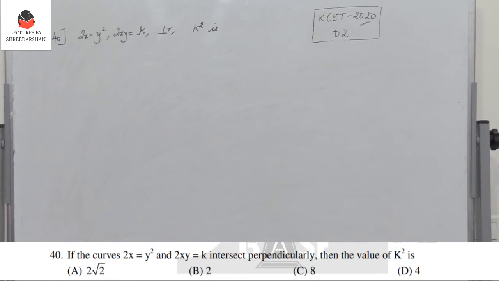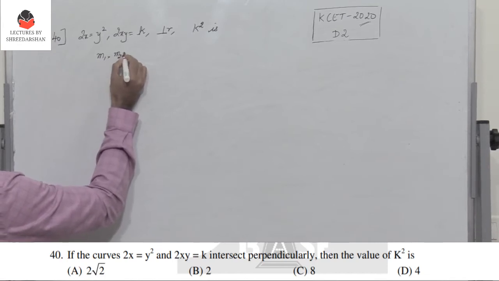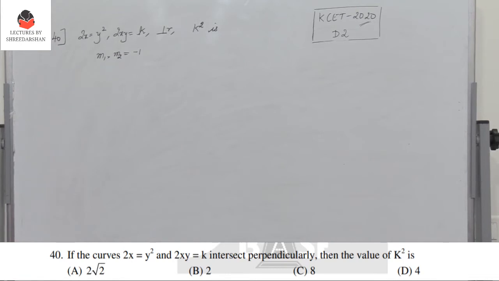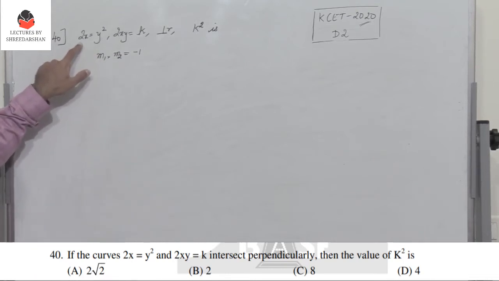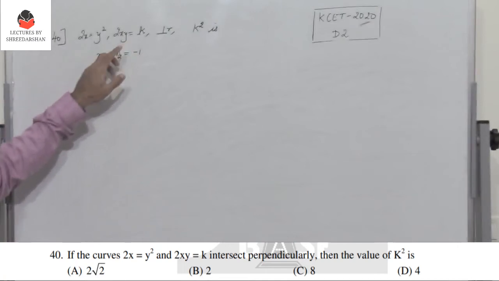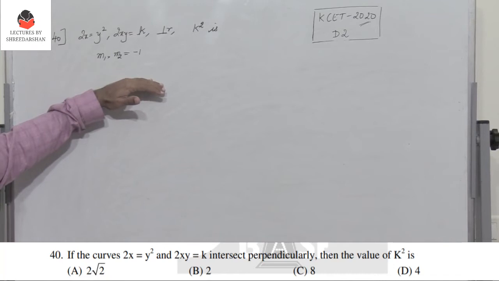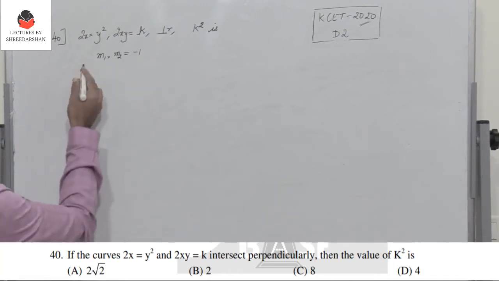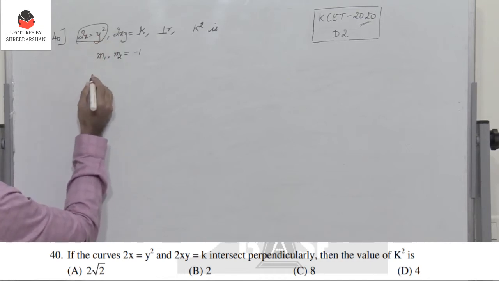Now, if two lines intersect perpendicularly, then if I multiply the slopes of those two, which is m1 and m2, it is equal to minus 1. So all I need to do is find the slope of the first expression, the slope of the second, multiply both of them and equate it to minus 1, and then I would be able to find k square. Okay? Right.